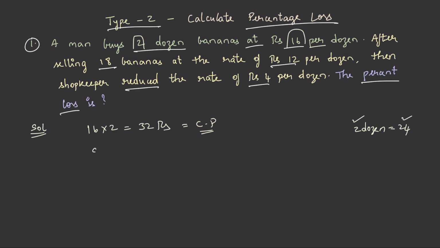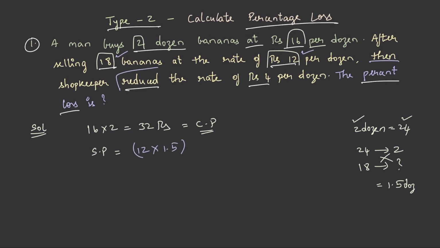Now let's understand the selling price. He has sold 18 bananas at the rate of rupees 12 per dozen. We know that 24 bananas is equal to 2 dozens. Then 18 bananas is equal to how much? On cross multiplication we get 18 bananas as 1.5 dozens. So 18 bananas, that is 1.5 dozen, is sold at a rate of rupees 12. So 12 into 1.5.